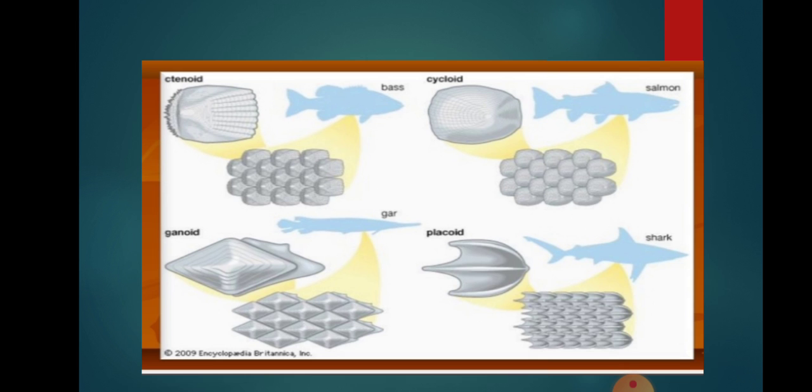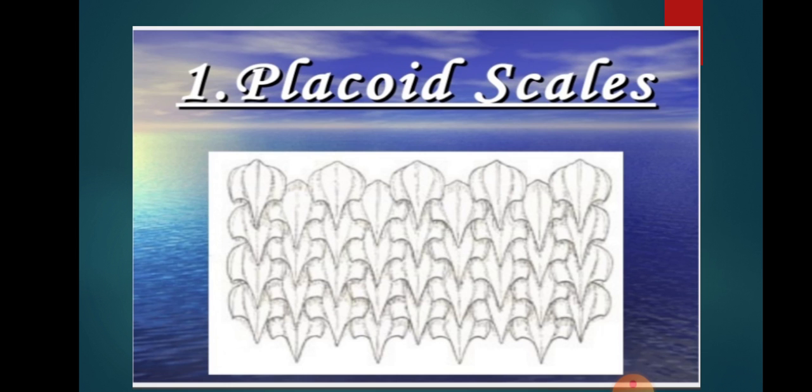First, in this diagram we will make clear which types of scales are found in fishes. The first diagram is the ctenoid scales, then cycloid scales, then ganoid scales, and placoid scales. We will see these scales one by one. First one is the placoid scales.